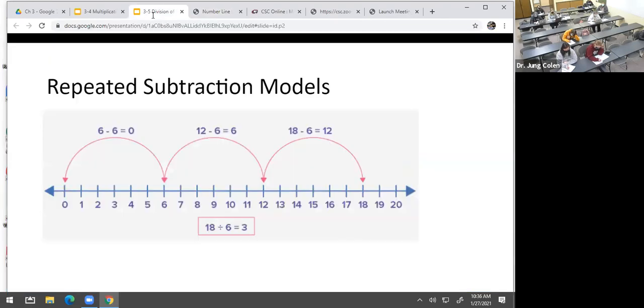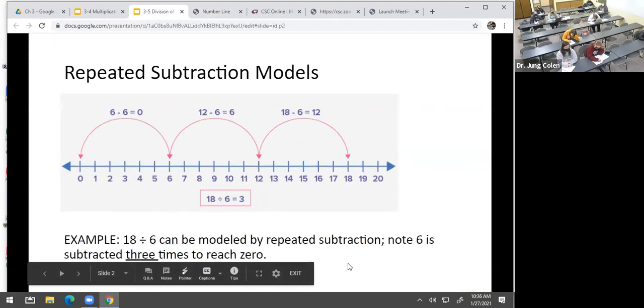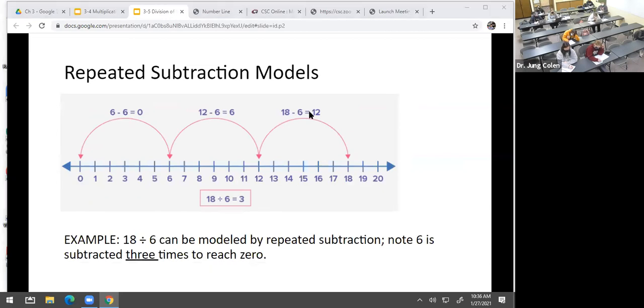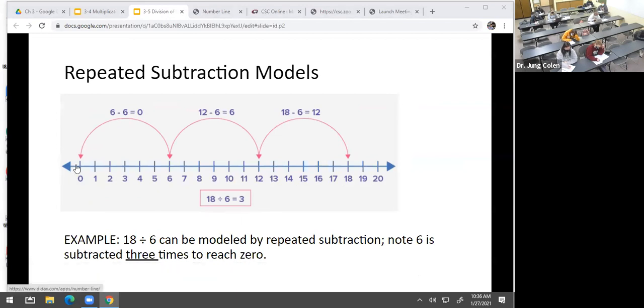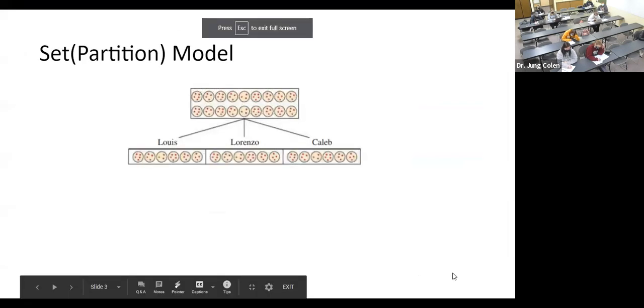Okay, so the number line is there. I'm not going to do that because we all know that. So 18 divided by 6 can be modeled by repeated subtraction, and we know that 6 is subtracted 3 times to reach the number 0.